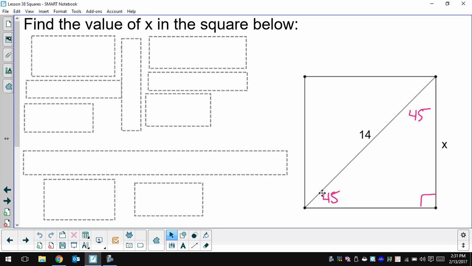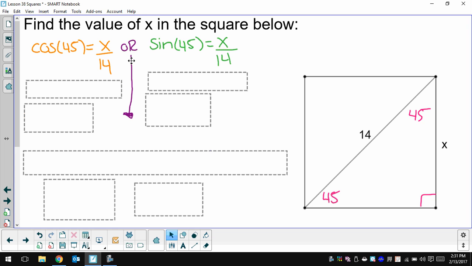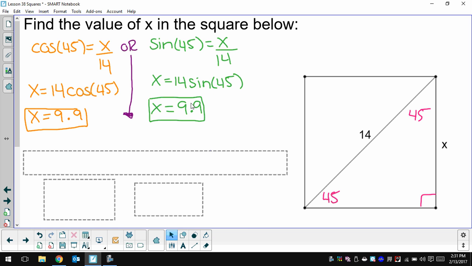So depending on which of these two 45-degree angles you use, you might use the cosine function or the sine function. So if you use this angle up here, you're going to use cosine. If you're thinking about using this 45-degree angle down here, you could use sine. But either way, when you solve, you get that x is approximately 9.9.